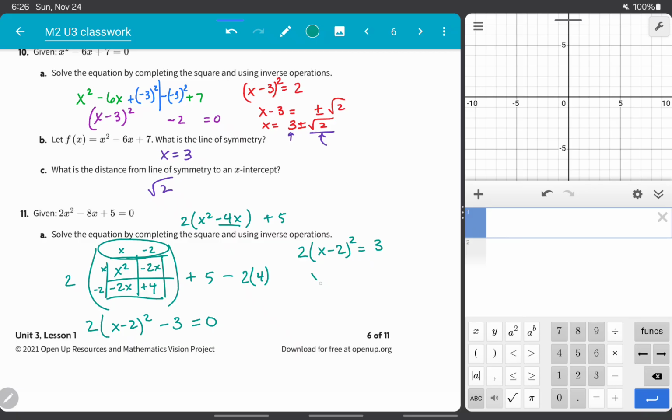Divide both sides by 2, so I get x minus 2 squared equals 3 over 2. Take the square root. X minus 2 equals plus or minus square root 3 over 2. Add 2 to both sides. X equals 2 plus or minus square root 3 over 2.